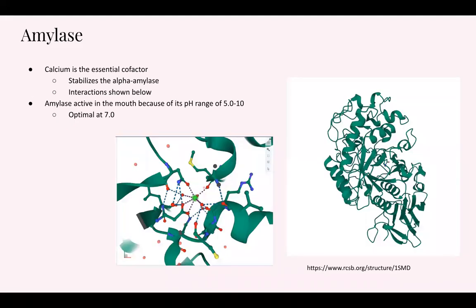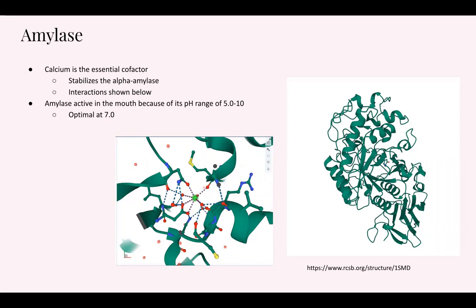When we eat food, the saliva in our mouth breaks down this food. This is done by the enzyme amylase. As you can see in the picture to the right, amylase has alpha helices and beta sheets. In the picture on the left, you can also see a calcium ion. Calcium is an essential cofactor for amylase, represented by this green molecule.